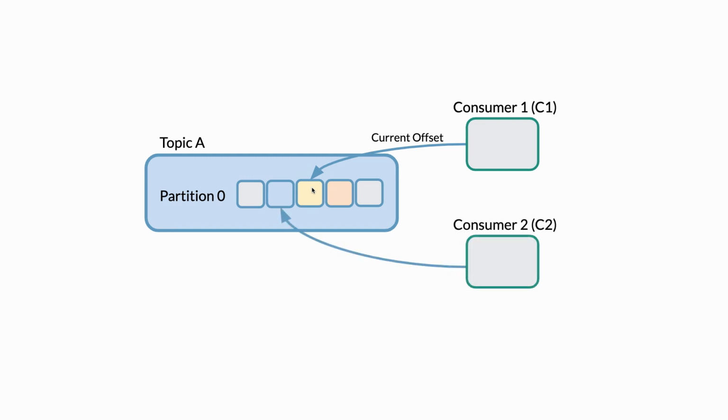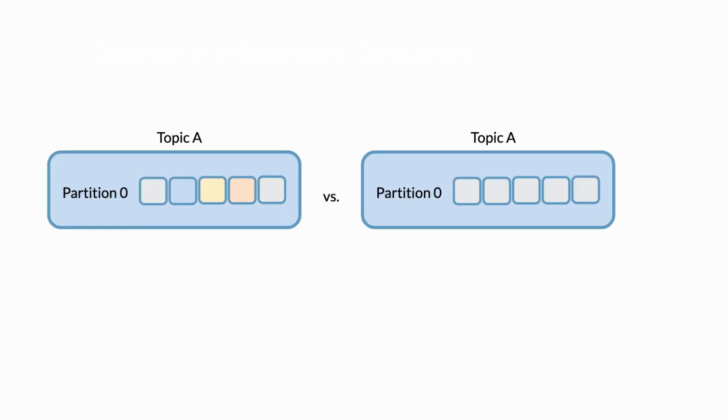If we add another consumer, there's no coordination between the two. They're going to have different offsets, most likely, which means they're going to be reading from the topic and will be at different locations within that topic as they read along. There's no coordination between them when they're independent. So here's an example of independent consumers.